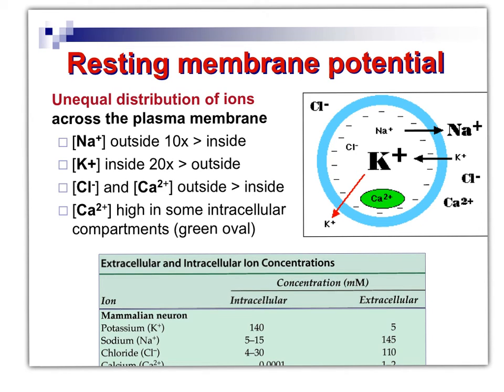You can imagine then, and you'll see this again, that the ion that contributes most greatly to the resting membrane potential is that ion that's able to travel freely across, and that would be potassium.